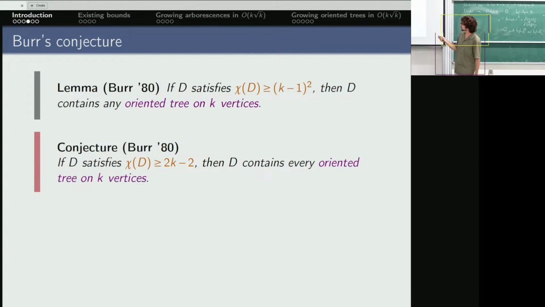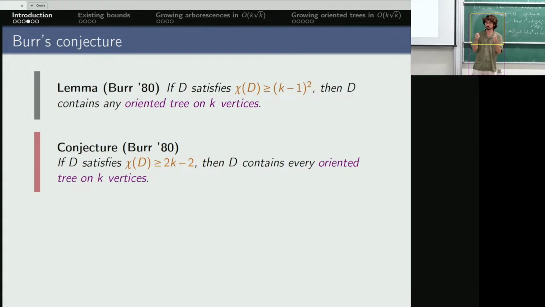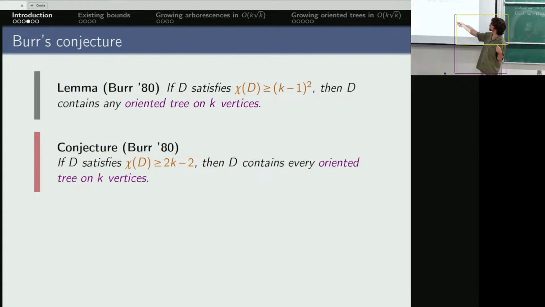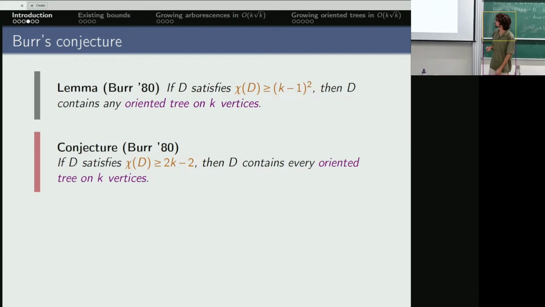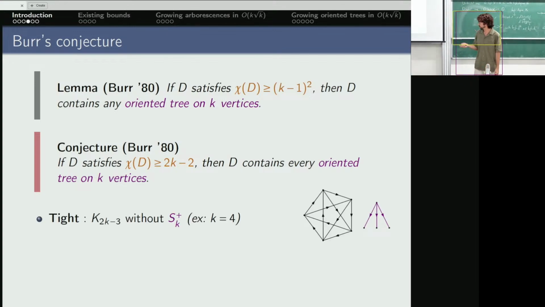And this is quite a striking conjecture, because recall for the undirected case, chromatic number k guaranteed me all trees of size k. But now chromatic number just twice as much, 2k, should guarantee me all oriented trees, all orientations of all trees, which is a much richer class of structures. So this is tight because of the clique.